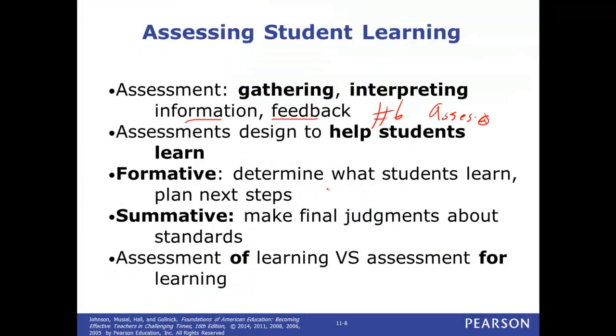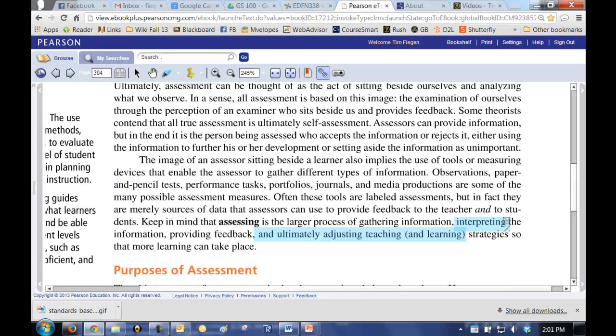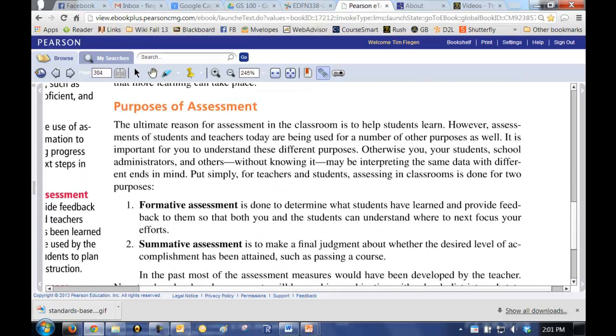So that's the ultimate here, to help students, and I'm going to say number 7 that I want you to put in here is adjusting teaching. Because if you're not adjusting, it's really kind of meaningless. So that's number 7.